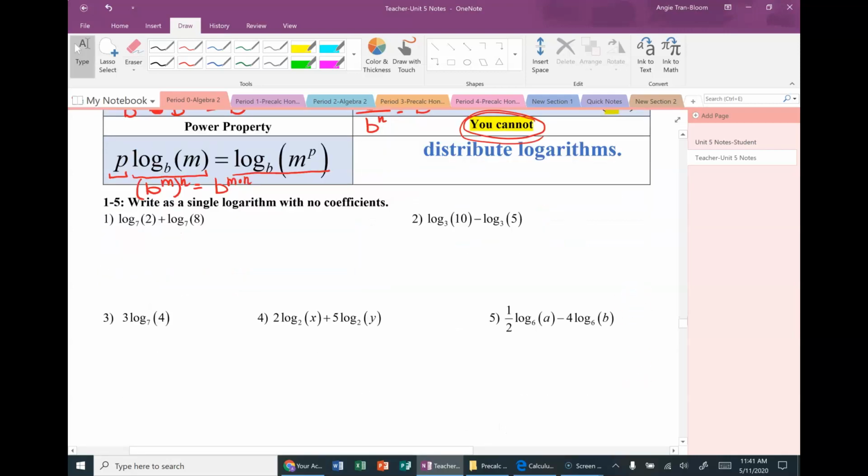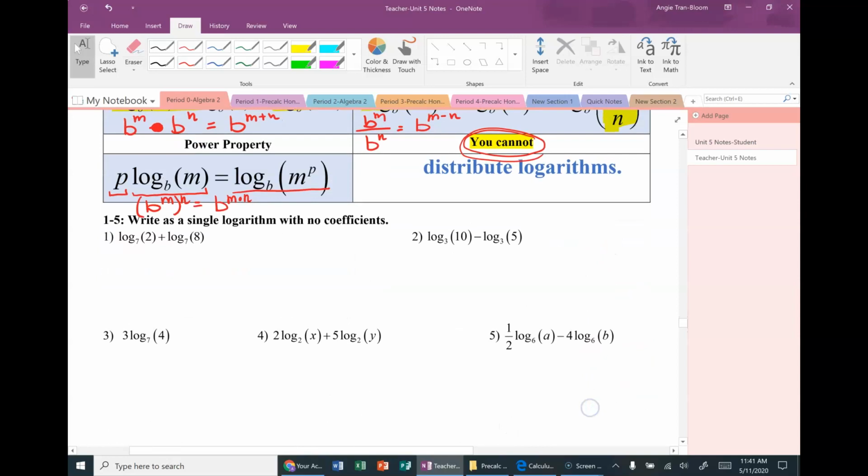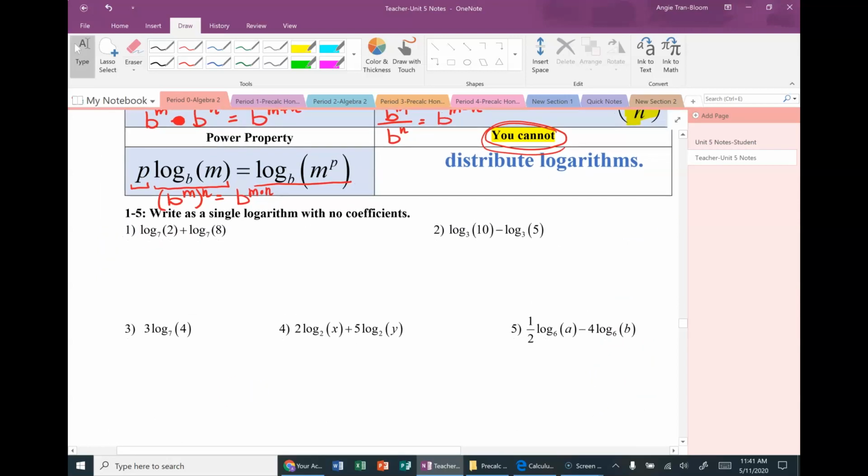Examples 1, 2, 3, 4, 5. We are doing the same set of instructions. It says write as a single logarithm with no coefficients. No coefficient means you can't have a leading number in the front.